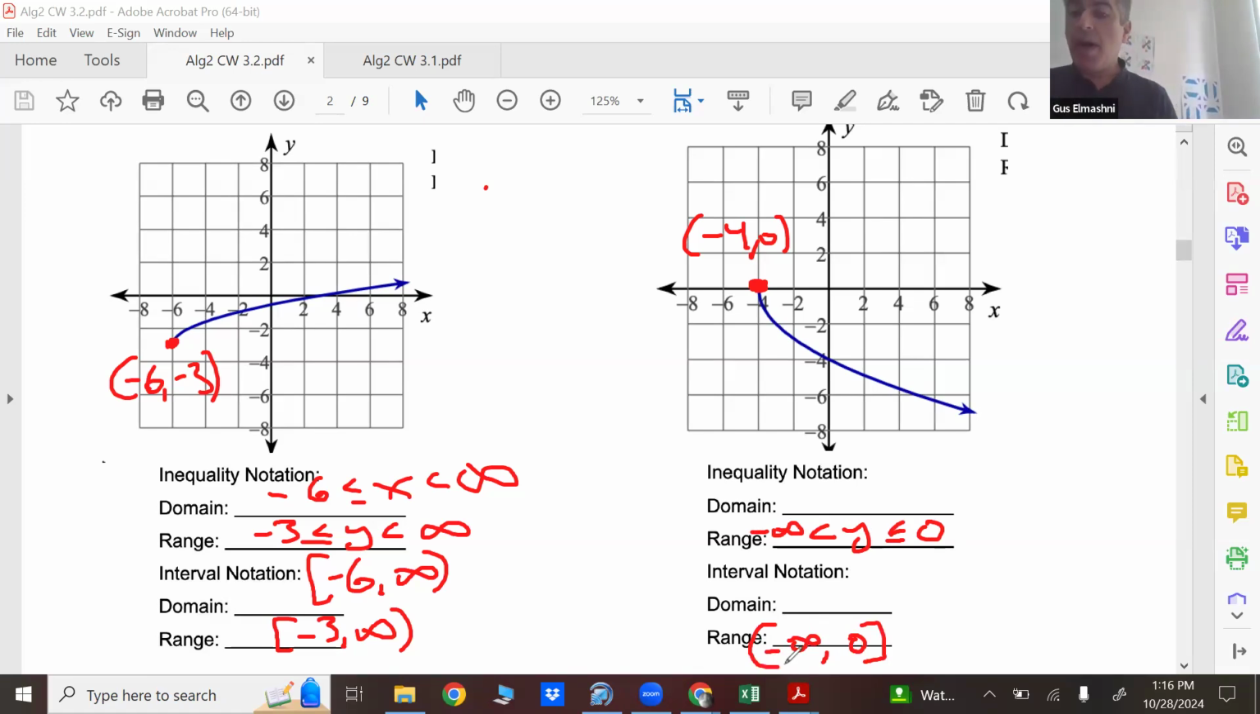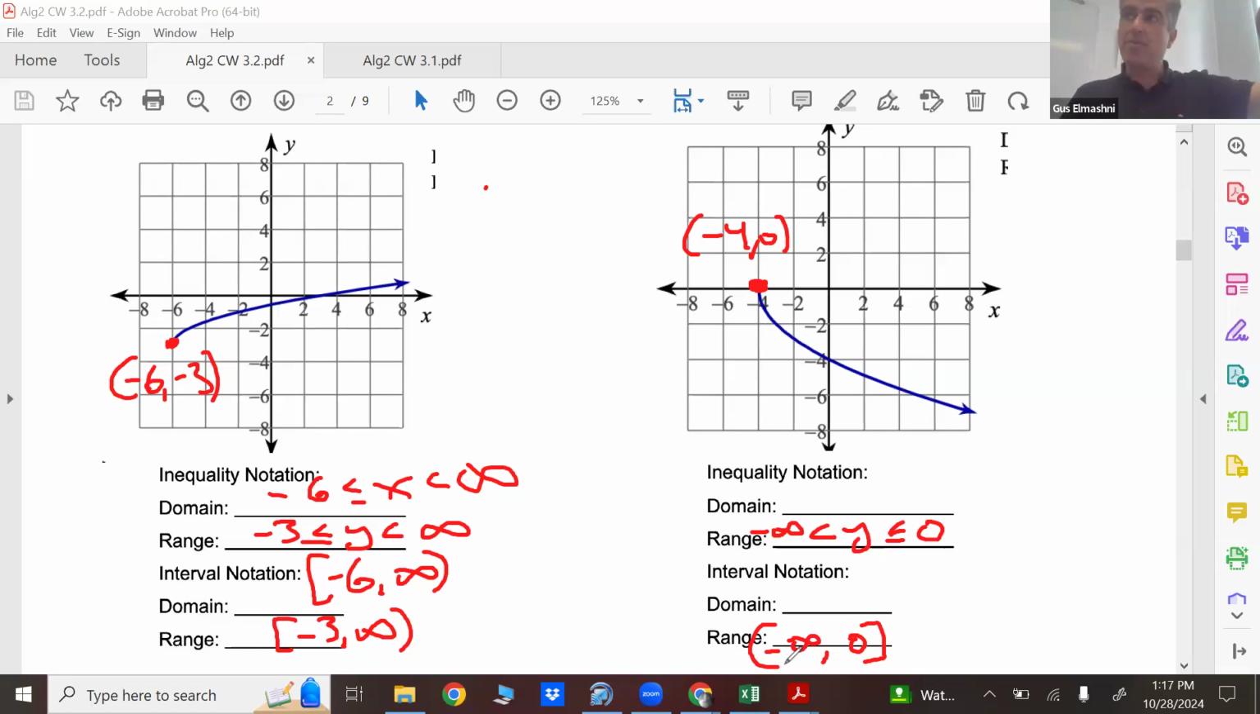Okay, so we write like this because y goes down forever, not up forever. Y went up forever for the previous graph. In this case, y is going down forever. It's starting at 0. That's a high point, and it goes down. So when you think of range, you got to think vertically.